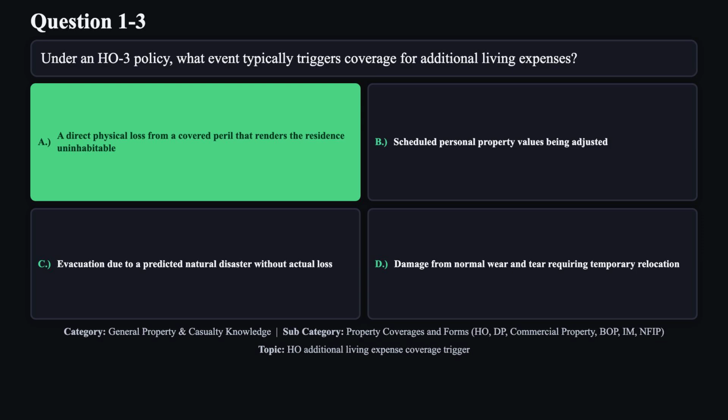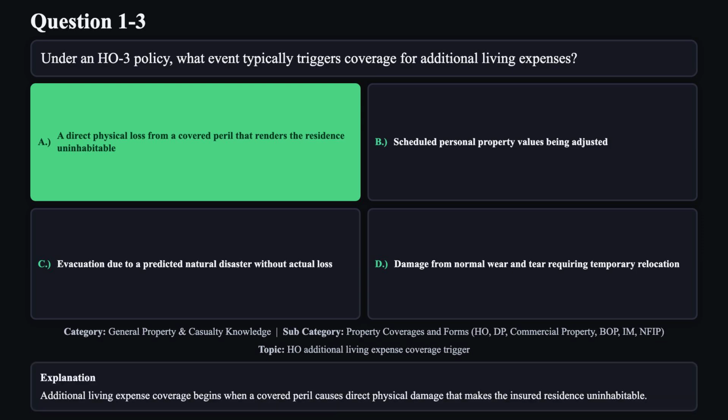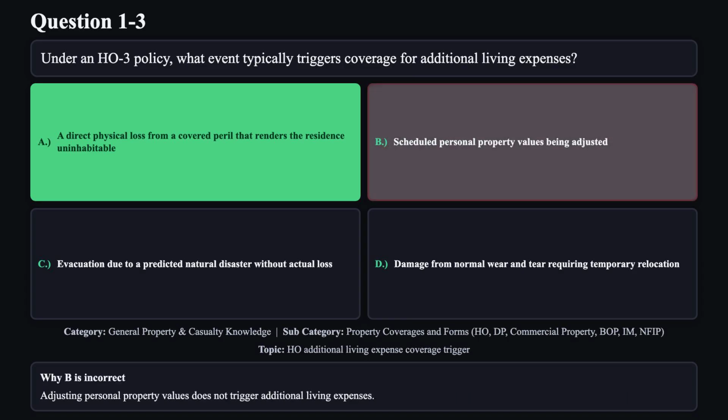The correct answer is A. Additional living expense coverage begins when a covered peril causes direct physical damage that makes the insured residence uninhabitable. Reason B is not correct. Adjusting personal property values does not trigger additional living expenses.